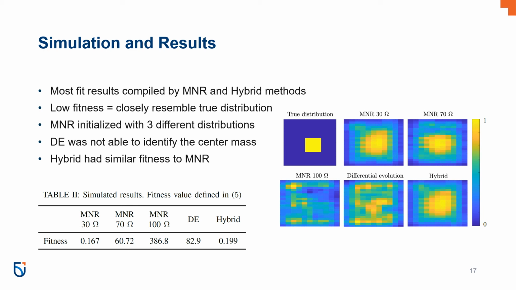The 30 ohms initialized simulation produced the best results because it is closest to the true distribution of 20 ohms, whereas the 100 ohms yielded a fitness value that was very high, and it was not able to identify the middle concentrated mass. The differential evolution was not able to converge to a solution in the given parameter. The hybrid produced similar results to the modified Newton-Raphson when initialized with 30 ohms. However, the hybrid did not require an accurate initial estimation in order to execute the algorithm.